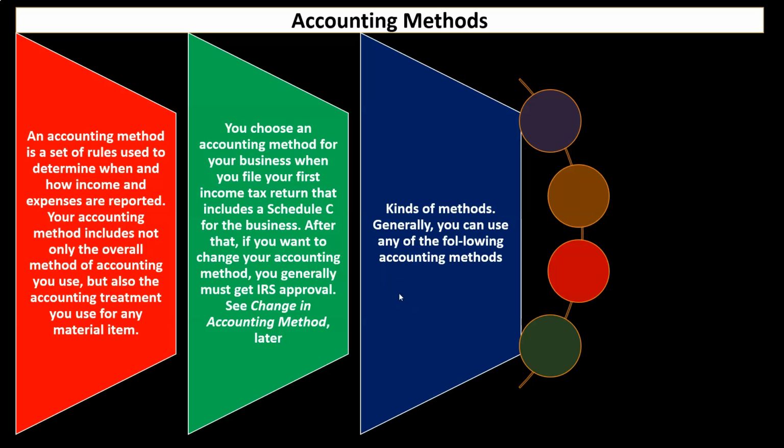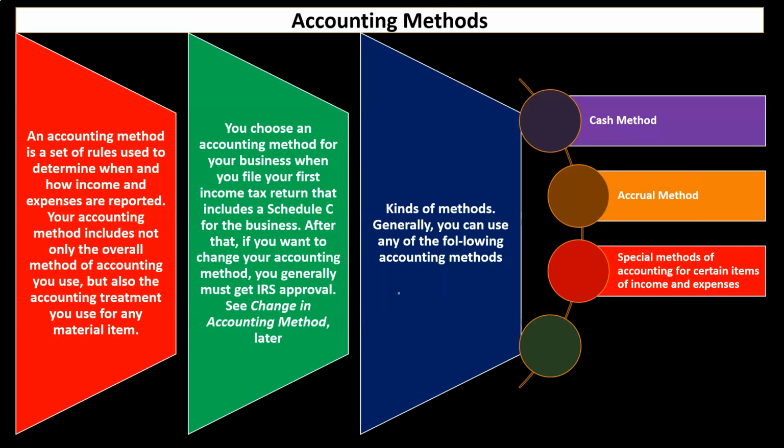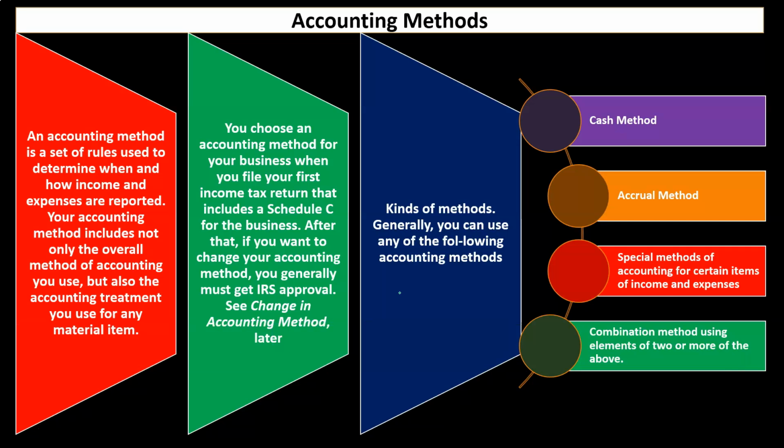Kinds of methods. Generally, you can use any of the following accounting methods. We have the cash method. We've got the accrual method. We have the special methods of accounting for certain items of income and expenses. And then we have a combination method using elements of two or more of the above. So again, notice we have this combination happening here, because you might have some people that are basically running part of their books on a cash basis and part on the accrual.